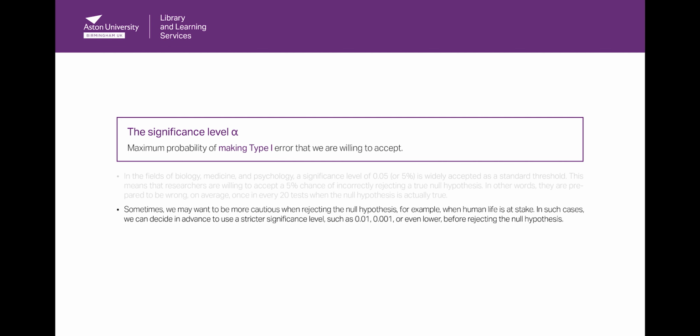The exact value of the significance level should always be determined by researchers based on a specific context and field of study. For instance, in situations where rejecting the null hypothesis carries serious consequences, such as in clinical trials, it is important to be cautious. In this case, researchers may set a stricter significance level, such as 0.01, 0.001, or even lower. This makes a type 1 error, a false positive conclusion, less likely.